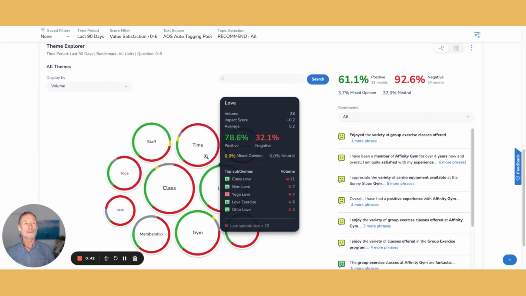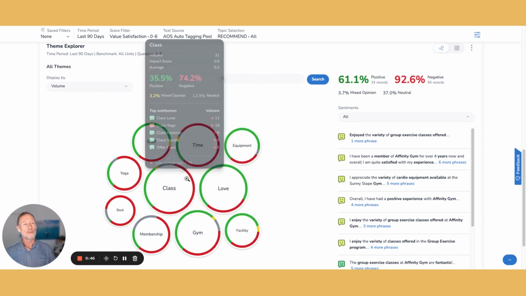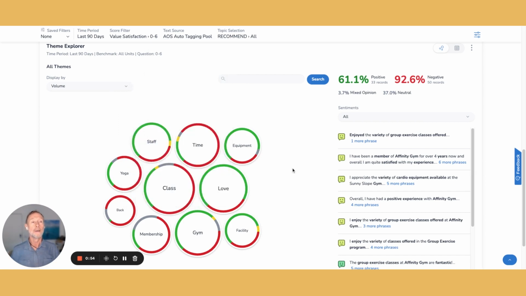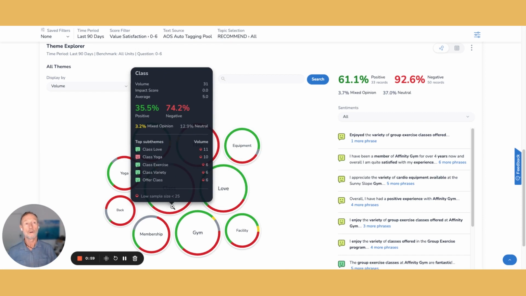And we see the biggest bubbles, and they're probably the most important ones, obviously. And the ones with a lot of red around them are ones that we need to triage. So we need to look at it and go, okay, what's going on here, and how can we shift that into the green? And the red is simply reflecting on the sentiment. So you can see there 74.2% negative sentiment, 35.5% positive sentiment, 3.2% mixed opinion, and 12.9% neutral.